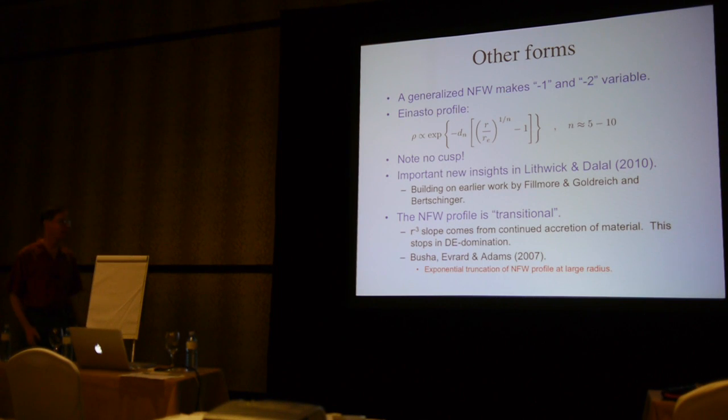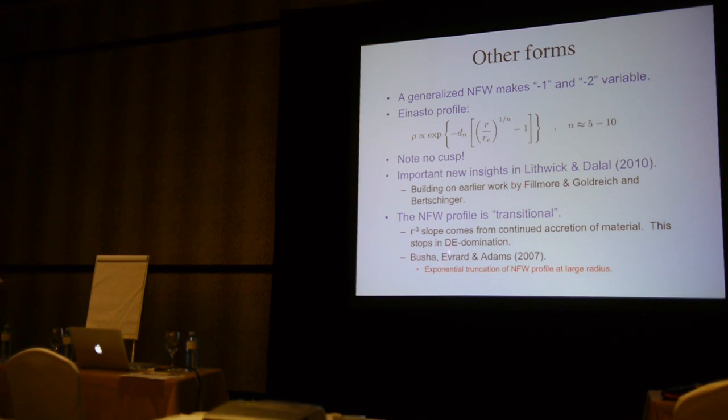If I really live in a dark energy dominated universe, which sometimes I do, this r to the minus 3 outer slope is coming from the fact that material keeps raining in on the halo. And so it just keeps building up this extended envelope. But accretion will stop in a dark energy dominated universe. If I wait a few more Hubble times, there won't be any further accretion.